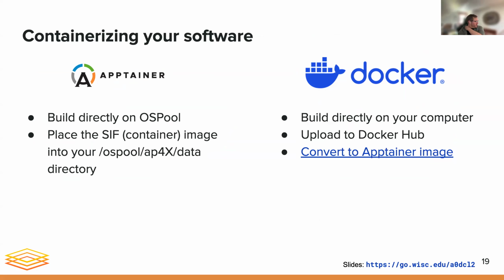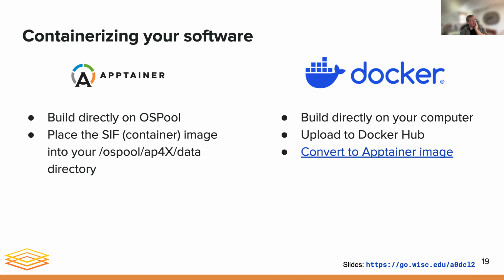So there's a number of different container softwares. The two main ones these days are Apptainer, which used to be called Singularity, and Docker. Within the OSPool, Apptainer is the preferred approach. You can build your Apptainer images directly within the OSPool, and the output is called a Singularity image file, a SIF file. Those just live on disk and they get moved along with your job to the EP, and your job starts running within those.